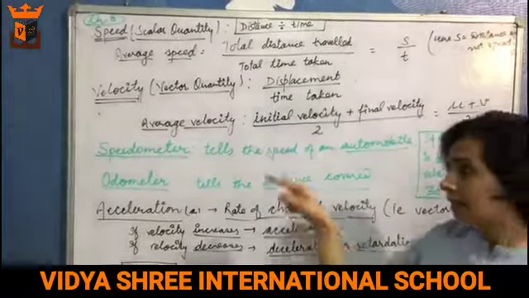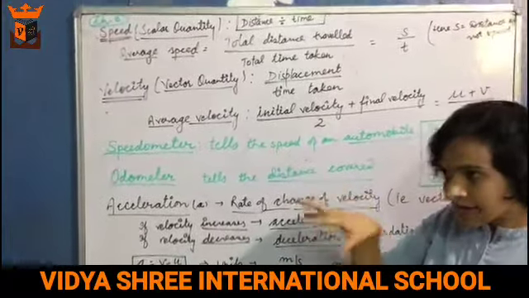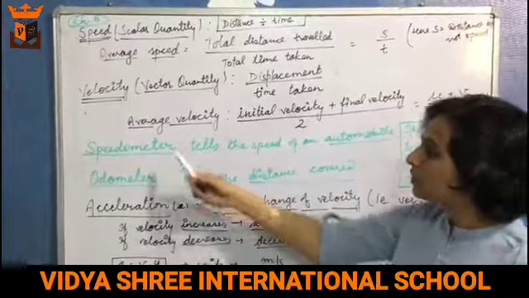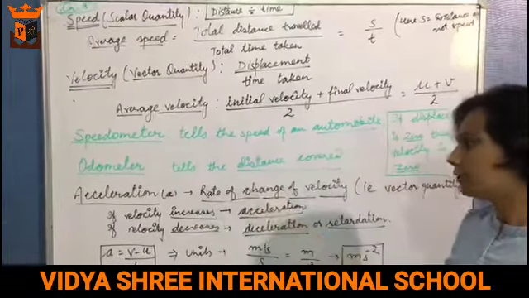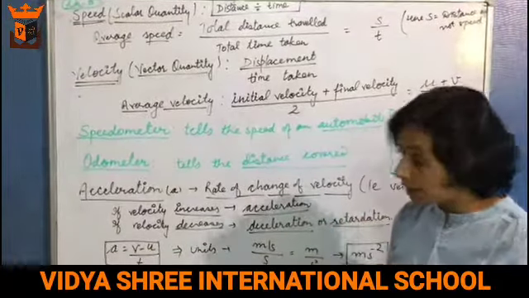In automobiles, there is a circle-like instrument in which the speedometer and odometer are both present. The odometer tells you the distance covered.